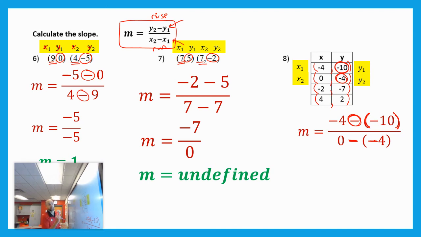But now, when I simplify this, -4 minus -10, when I subtract a negative, ends up adding the opposite. So those both turn to adding the opposite. And now I can simplify and get 6 over 4, which simplifies and reduces to 3 over 2.